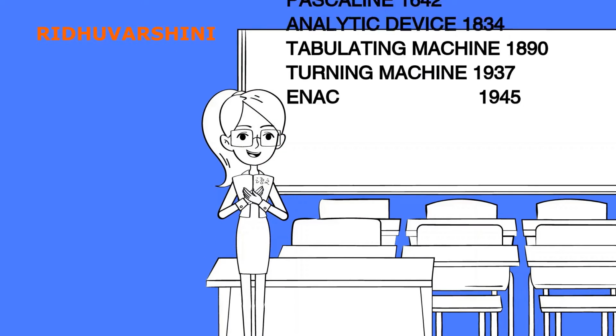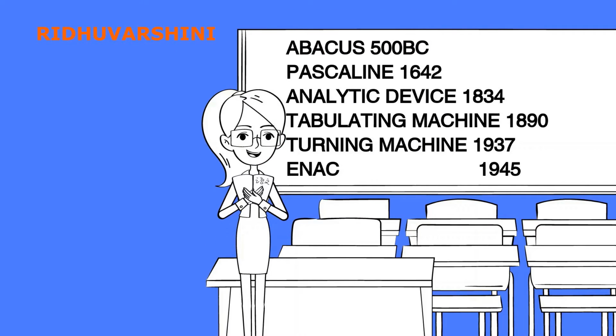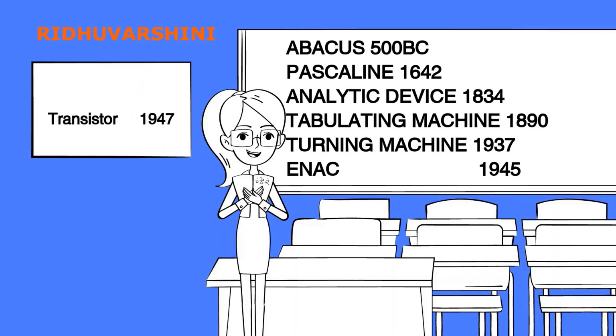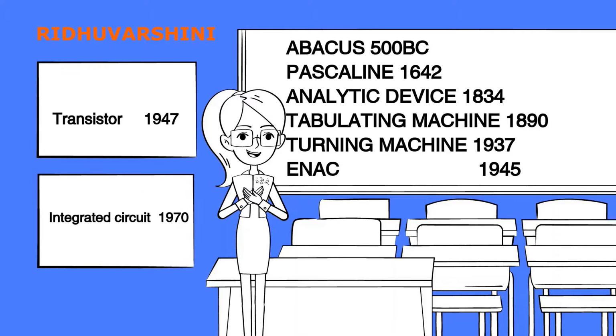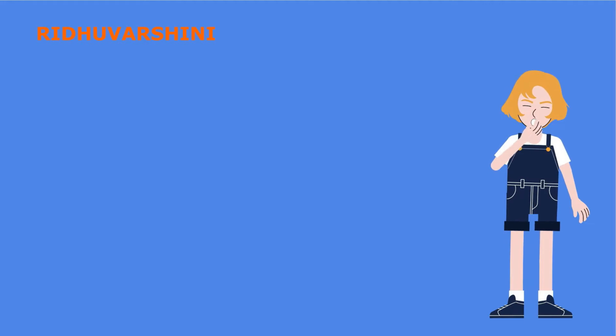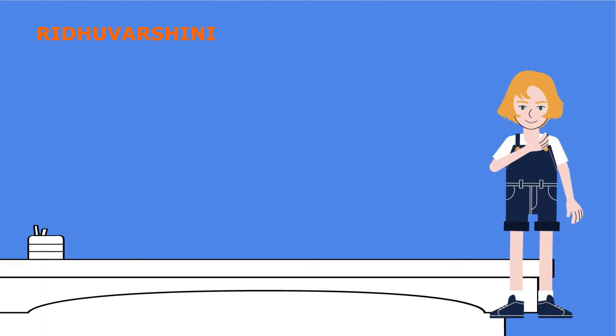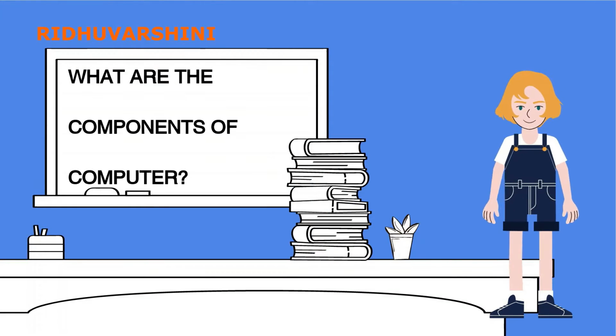Well, it all started with the abacus in 500 BC, which is a mechanical device used to do arithmetical calculation, and ended up in making the Turing machine in 1937. Then came transistors in 1947 and integrated circuits in 1970. But now it has become history. What about present-day computers? What are their components? Let us try to understand.